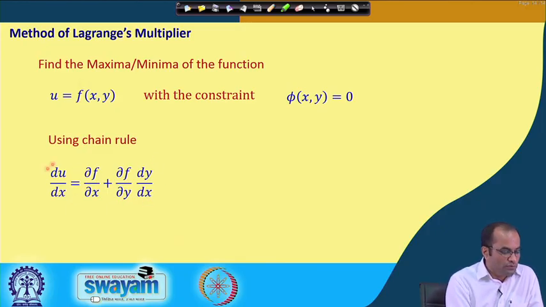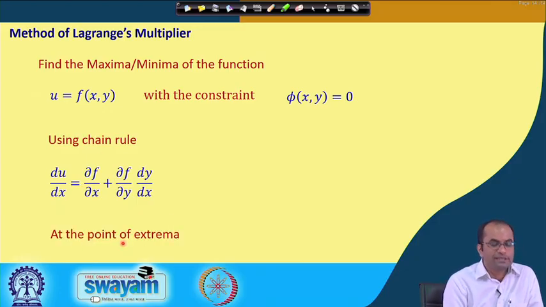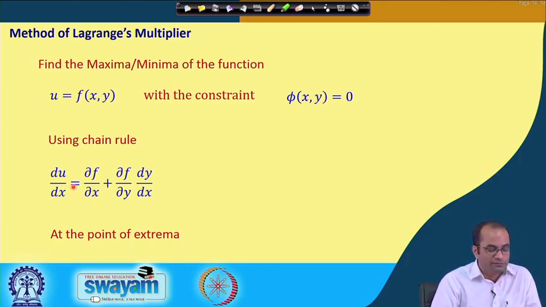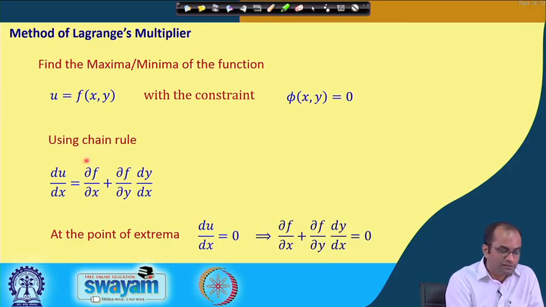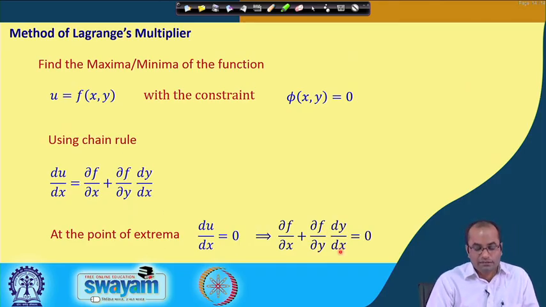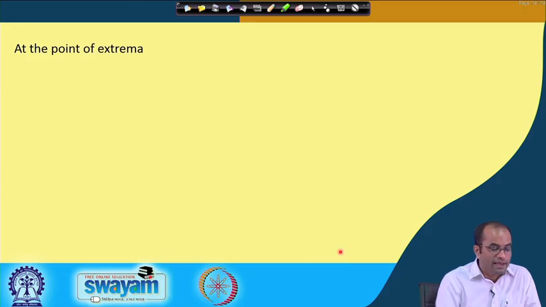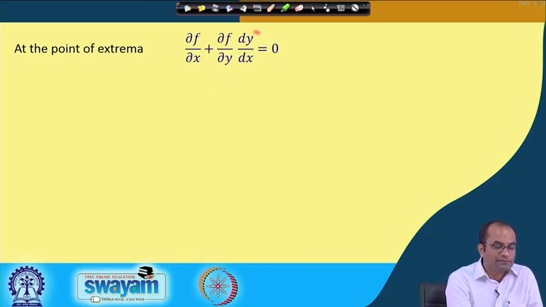With this du over dx, at the point of extrema, we know that du over dx must be 0. It is a one variable problem where we have to get the derivative of u with respect to x, and that has to be 0 at the point of extrema. So, at this point we get that this derivative must be 0. That means del f over del x plus del f over del y into dy over dx must be 0, and at the point of extrema we have del f over del x plus del f over del y dy over dx is equal to 0.